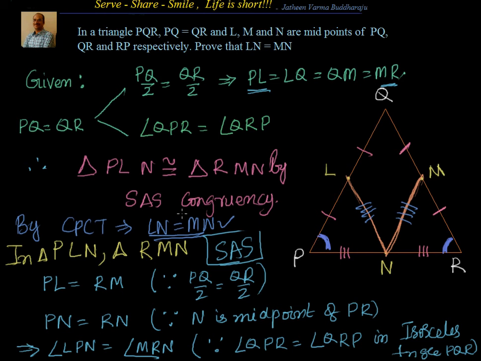So let's summarize this. What we have done, we have been given there is a triangle PQR with PQ equal to QR. We also have been given that L, M and N are respectively the midpoints of PQ, QR and PR. So we have joined those midpoints to get LN and MN. We know that PQ equal to QR, so their segments which are midpoints should also be equal. So PL equal to LQ equal to QM equal to MR, and we also know N is midpoint, so therefore PN equal to NR. We have two triangles which are congruent to each other by SAS congruency, and by CPCT LN equal to MN.